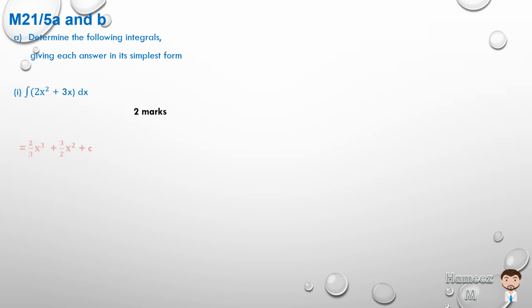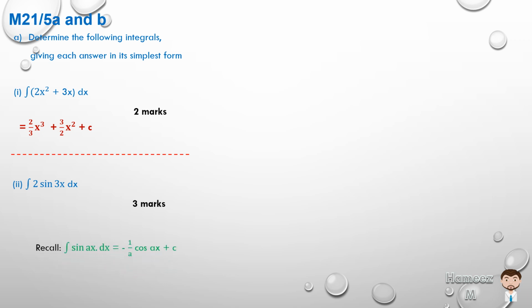So if we integrate 2x squared, it will give us 2x to the 2 plus 1, which is 2x cubed over 3. So we can write that as 2/3 x cubed plus 3x squared over 2 plus C. And for part 2, integrate 2 sine 3x dx. If we recall that the integral of sine ax dx is equal to minus 1 on a cos ax plus c, then if we apply such, it will be equal to minus 2/3 cos 3x plus c.